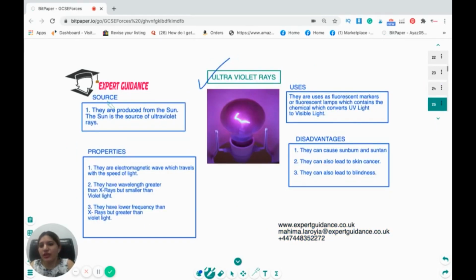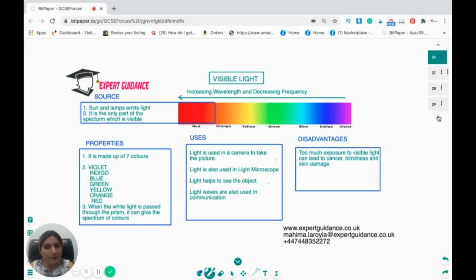Next is ultraviolet rays. They are produced by the sun. They are electromagnetic waves which travel with the speed of light. They have a wavelength greater than X-rays but smaller than violet light, and a lower frequency than X-rays but greater than violet light. They are used as fluorescent markers, and a fluorescent lamp contains a chemical which converts UV light to visible light. They can cause sunburn and suntan, they can lead to skin cancer, and they can even lead to blindness.